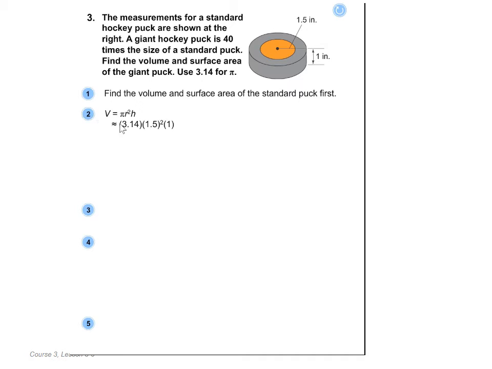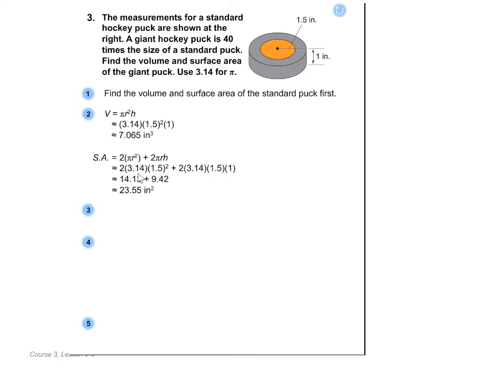So the volume, it's in the shape of a cylinder, so it's pi times radius squared times height. Again, we're using 3.14 for pi. Our radius, 1.5 squared times 1, will give us a volume of 7.065 cubic inches. Remember, volume is cubic. Our surface area is going to be 2 times pi r squared plus 2 times pi times radius times height. Those are formulas that we've been using in our previous lessons.